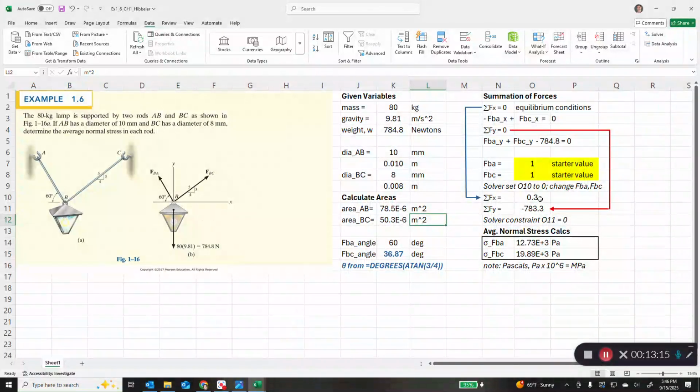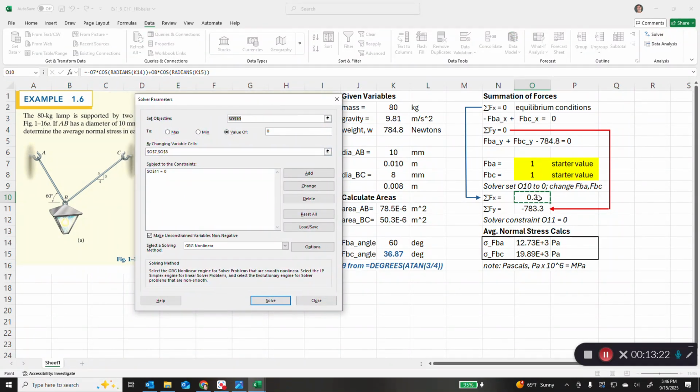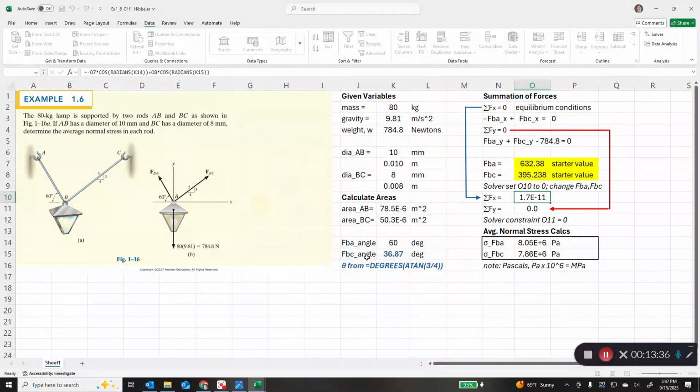So then we know that these should both be 0, but they're not. So we're going to use Solver, and we're setting 010, which is this F_X cell, to 0 by changing F_BA and F_BC. Those are these cells 07 and 08, subject to the constraint that 011, the F sub y force, is also 0, and then we click Solve, and we get our results.